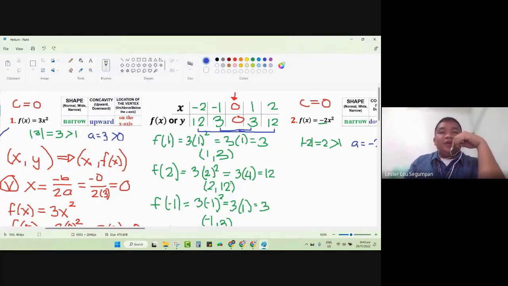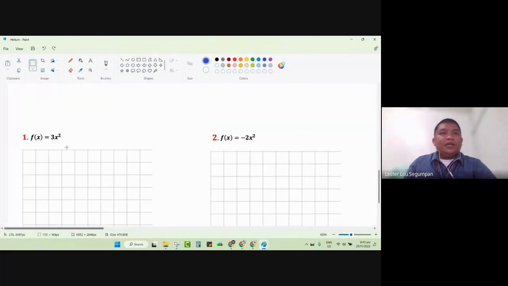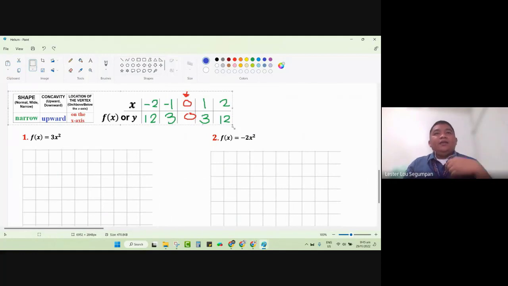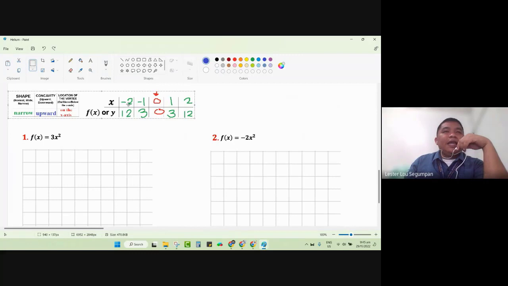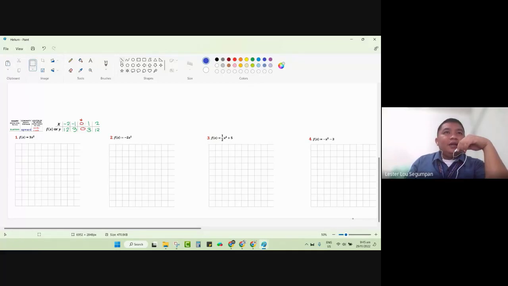Let's graph this first, okay? So that we could jump to number 2 after graphing this. So we are going to take all of these values, copy this, and you have your Cartesian plane here at the bottom. It's a little bit bigger. Let me make it smaller. I like that. I also included the predictions earlier so that we could really say if it's really true or not.